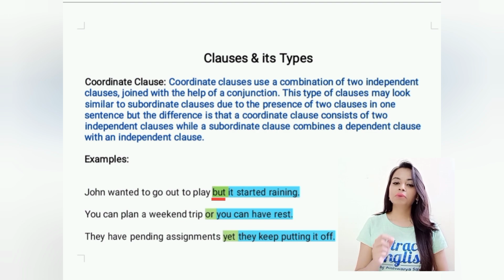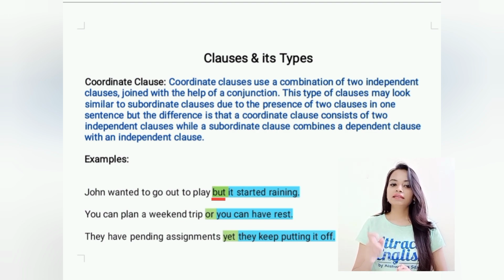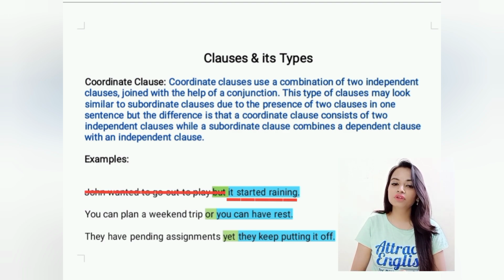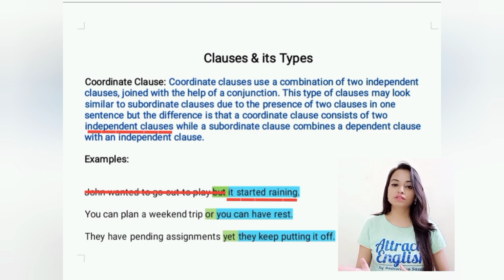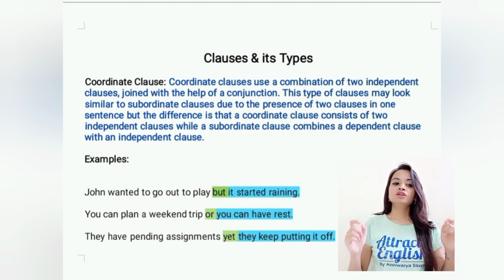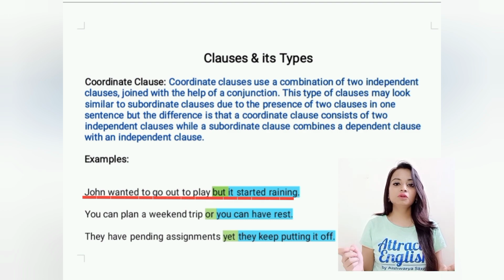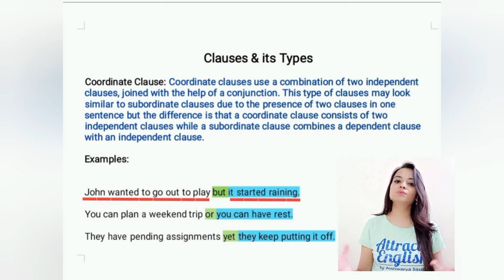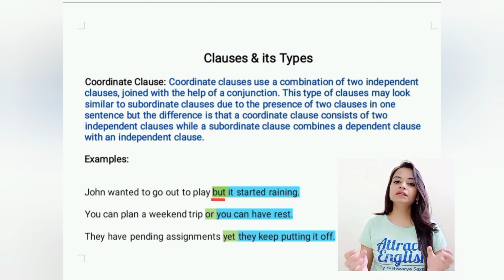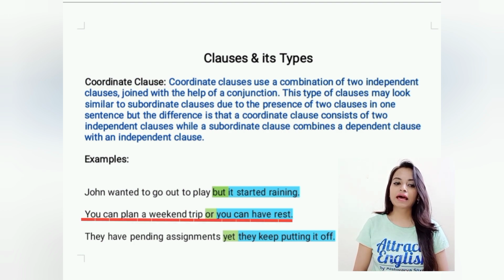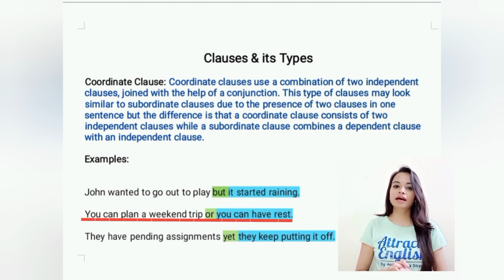Then, "but" is a conjunction, and "it started raining" is the second independent clause. If I read it alone, it is still making sense, and so it is called an independent clause. Now if we see the whole sentence, "John wanted to go out to play, but it started raining," there are two independent clauses joined using a coordinate conjunction, and therefore it is a coordinate clause.